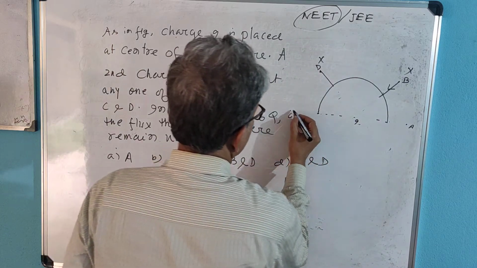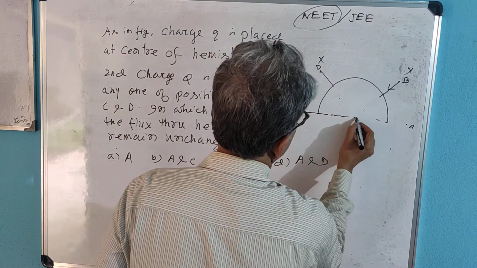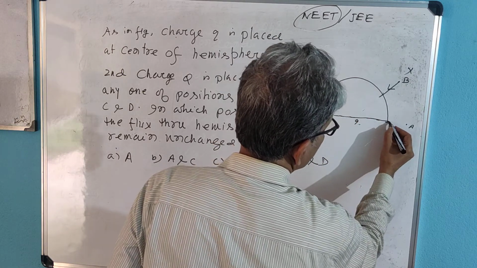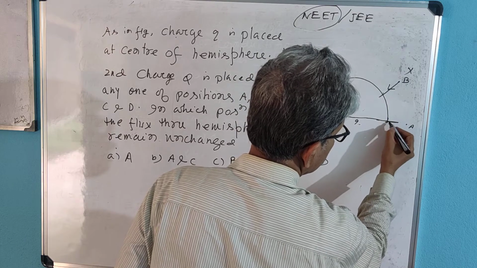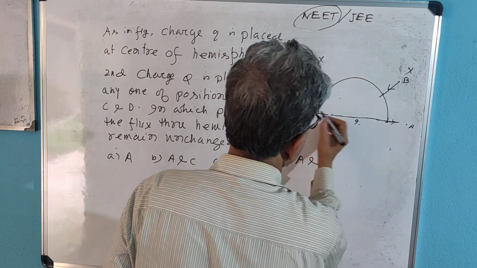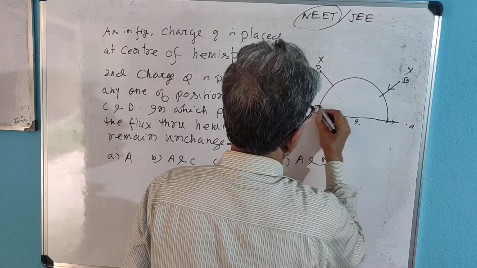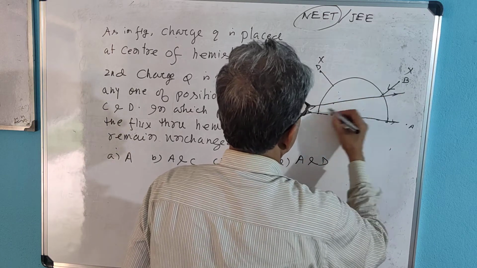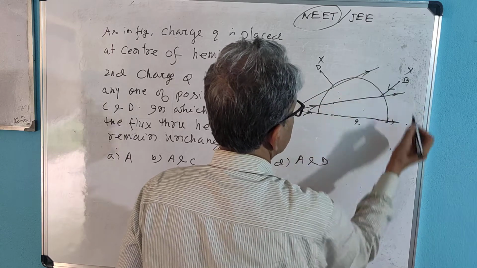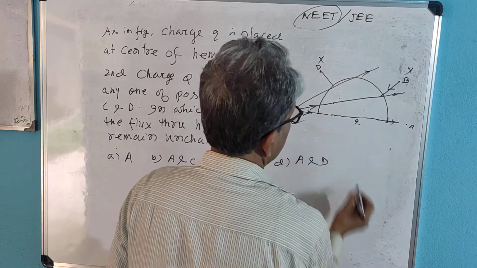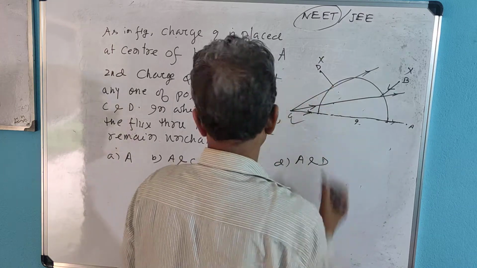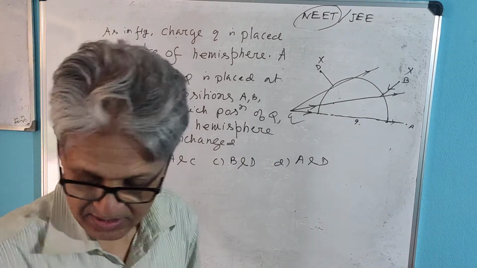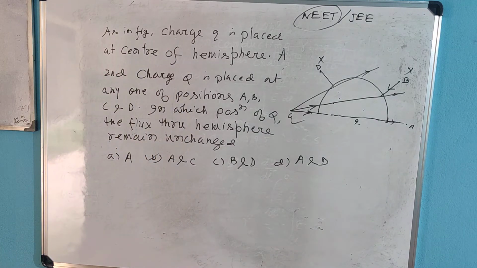For C, the flux will enter this way, so it is entering the hemisphere and also going out of the hemisphere. Any flux that enters will also go out. For any flux, this will happen. So C is a correct option, and similar is the case for A. So what will be the option? Option D is the correct option. Okay? So, a very easy one.